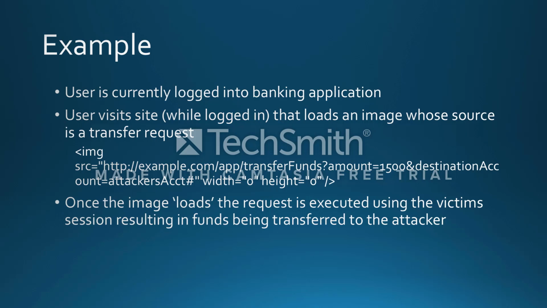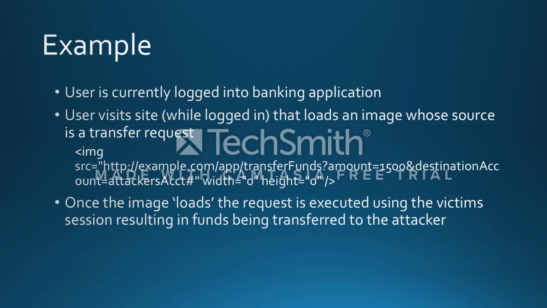Within this page, there could be an image that's loaded, and normally you would include an image URL within the source of an image and it would show you that image. But in this case, instead of an image URL, we actually have a URL that interfaces directly with the application that the user is logged into. In this case, it would be the banking application, and the action that's taken is it transfers an amount of $1,500 from your account to that of the attacker's account number.